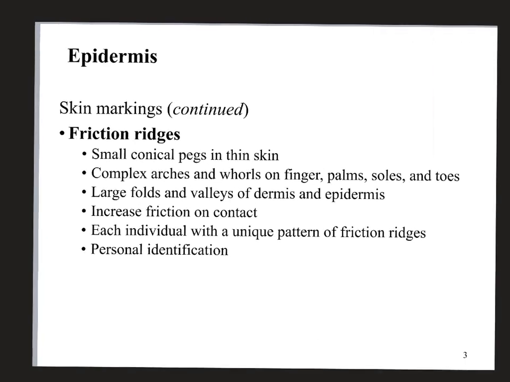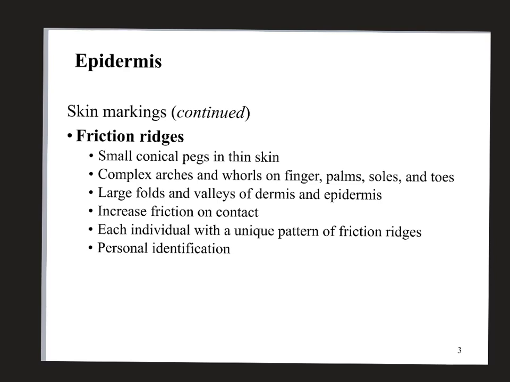Other markings of the epidermis include friction ridges, and these are conical pegs in thin skin. They form complex arches on the whorls of the fingers, the palms, the soles, and the toes. Think about this. These friction ridges are responsible for your fingerprints. They are associated with folds of the dermis and the epidermis. The point of your fingerprint ridges is to increase friction on contact, and obviously they are also used for personal identification.